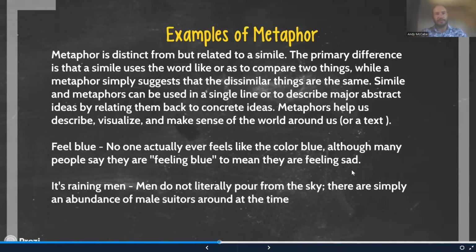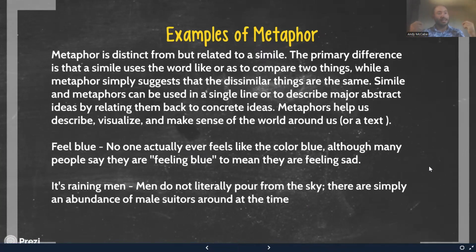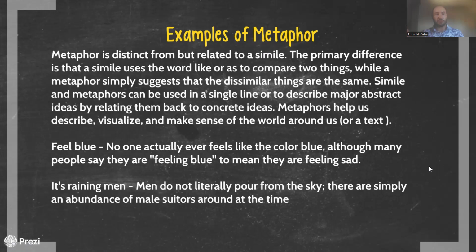So, a metaphor. It's raining men. Now, we do not take this sentence literally. Instead, we're simply saying that there is an abundance of men in the area. And so we describe the situation as it's raining men. And herein lies the difference between metaphor and simile. We do not use like or as. So that is the key difference that I want you to keep in mind.